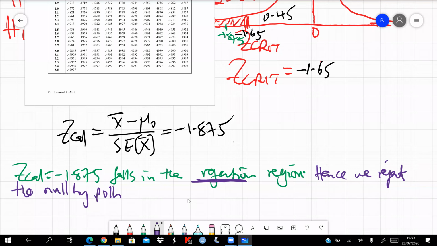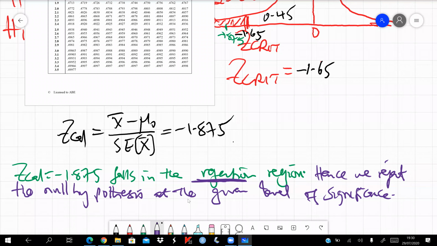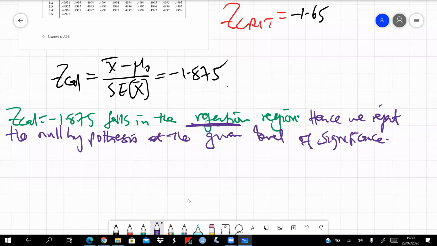We reject the null hypothesis at the given level of significance. At the given level of significance, we reject the null hypothesis. Now, what's the conclusion? Our conclusion, we have to answer the question. What is the question that we're answering here?